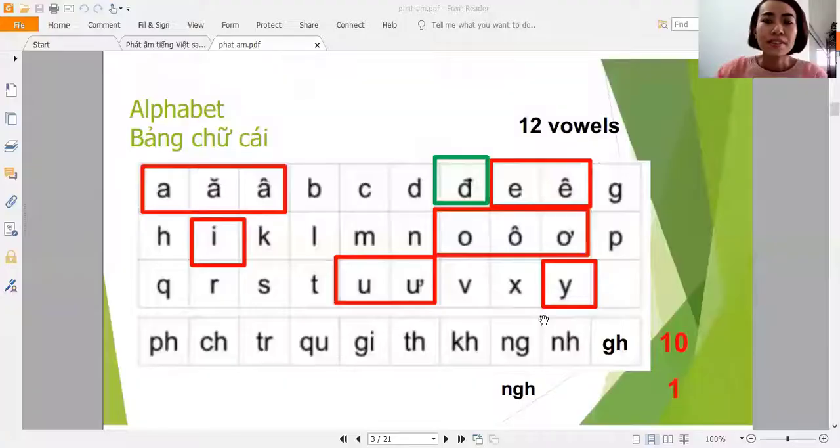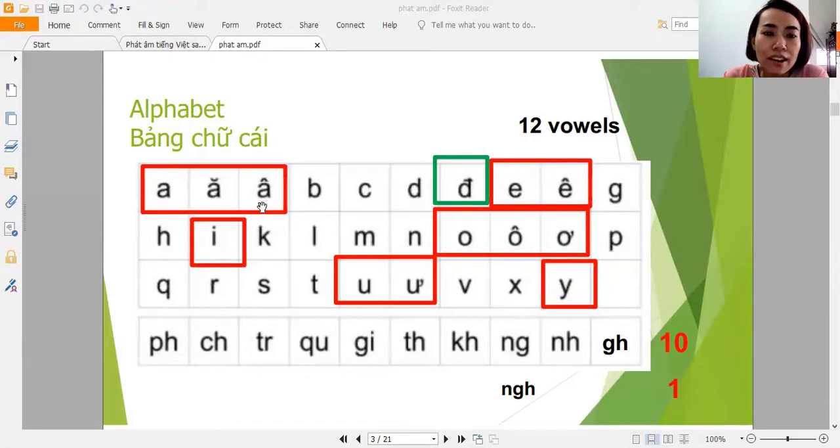Okay, this is the Vietnamese alphabet, bảng chữ cái. We have most of the letters like the Roman alphabet, but we have some extra vowels here. For the letter A, we have A with the smiling mouth on the top, and A with the hat.